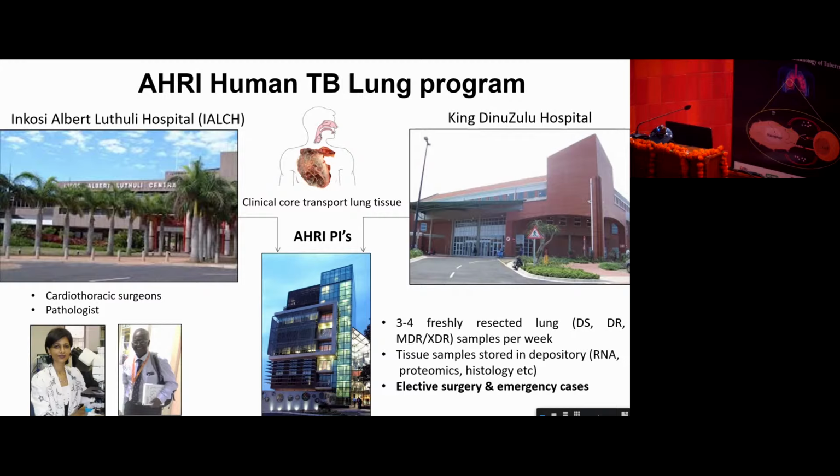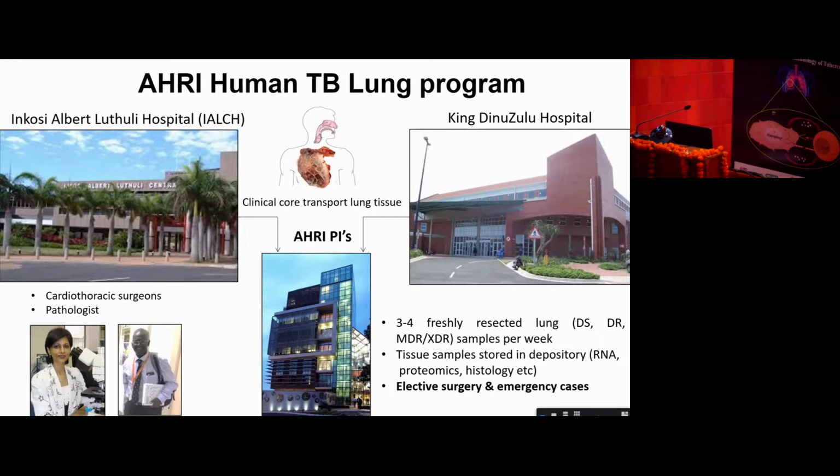A lot of attention is focused on studying how TB causes disease. Very simple, but also a complex question. To do that, we receive resected lung tissue from two local hospitals, Albert Luthuli Central Hospital, as well as the King Dinuzulu Hospital. We receive 3 to 4, sometimes 6 freshly resected lung tissue samples per week. Most of them are elective surgery and emergency cases. The emergency cases are slightly less. We get a few of them a month.